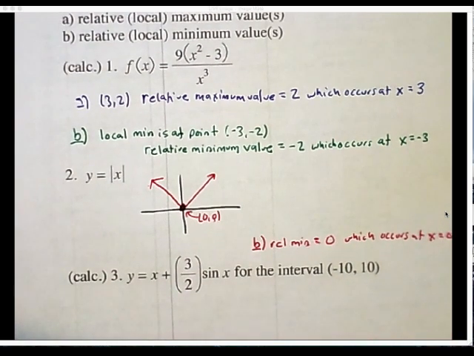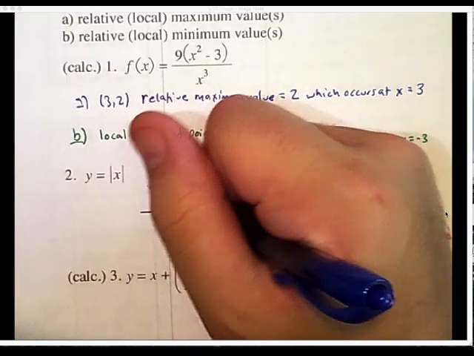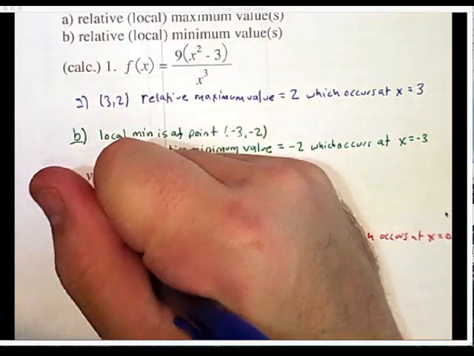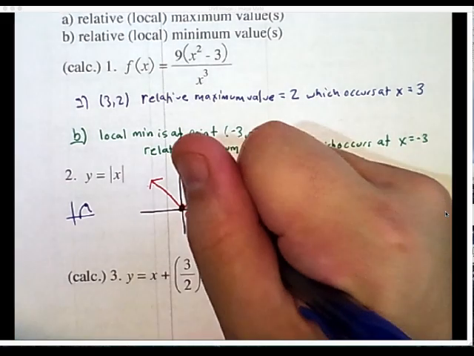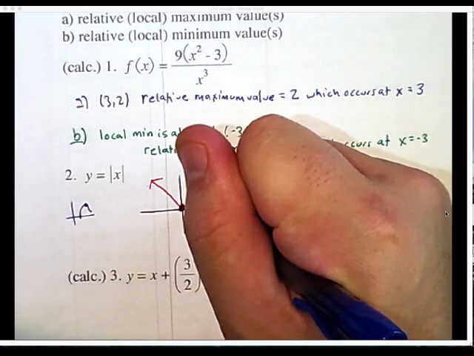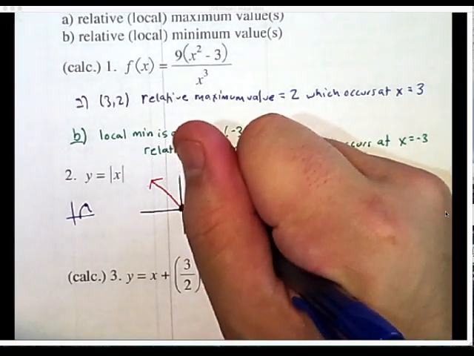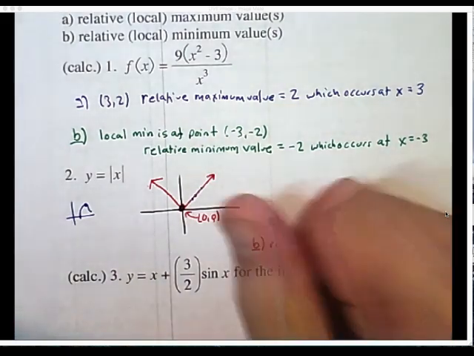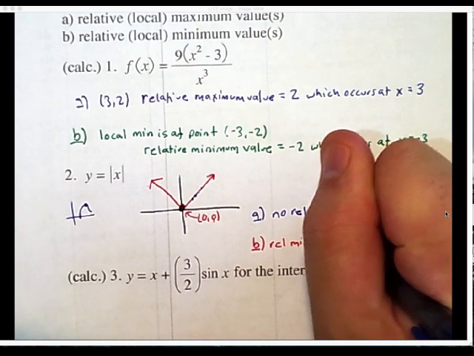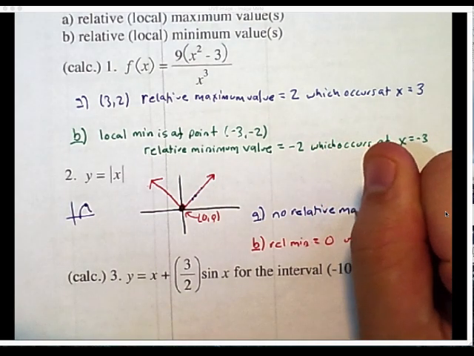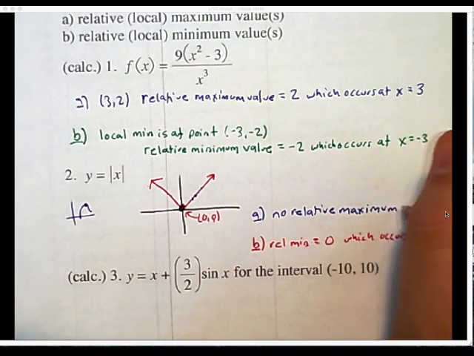Now let's think about relative maxes here. There's no humps in the graph. There's no relative high points in the graph. If I think here, there's something close to it that's bigger. I think here, there's something close to it that's bigger. So there's no relative maxes in this graph. There's no relative maximums.